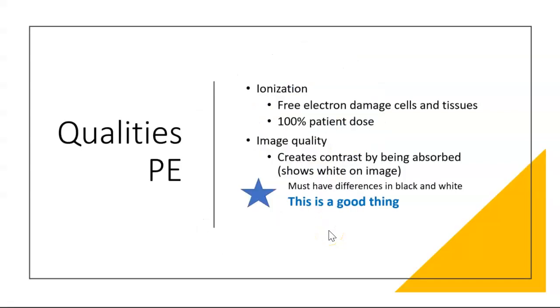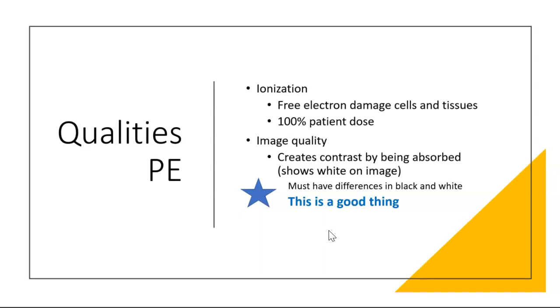All right. Qualities of a photoelectric effect, okay? So we've got ionization, whereas with coherent scatter we did not have ionization. We have ionization now, okay? So we have a free electron that damages cells and tissues. It's 100% patient dose, okay? So these are being absorbed in the body. They're not making it out of the body. So all of these photons are contributing to patient dose, which causes cellular and tissue changes, or damage, okay?